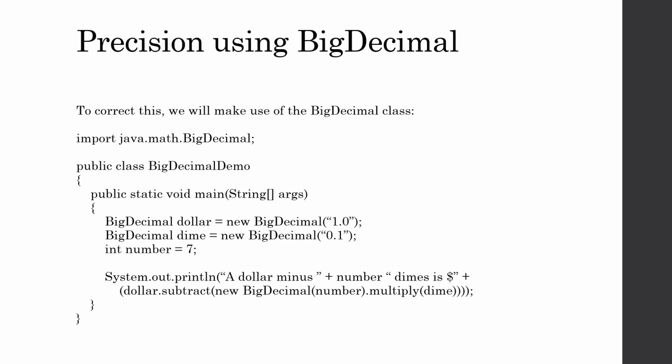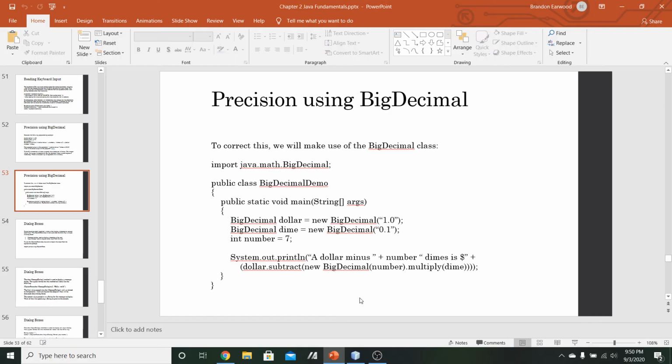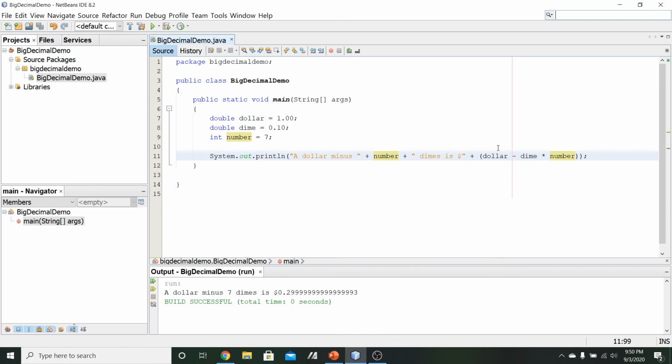So we'll go ahead and recreate all of this. We're going to be using things like the subtract method and the multiply method. We'll also convert number to a BigDecimal for the sake of being able to print it or use it in these operations. So let's see if we can go ahead and reconstruct this. We're going to go ahead and modify everything in this program now.